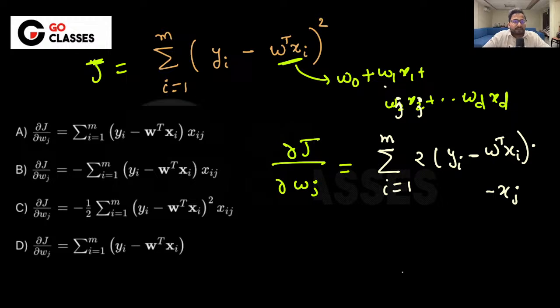So what is the correct answer? Sorry, for the ith data point it will be xij, because I'm talking about the ith data point. So for the ith data point it is xi1, xi2, like this. Have you understood? Yes, so b is the correct answer here.